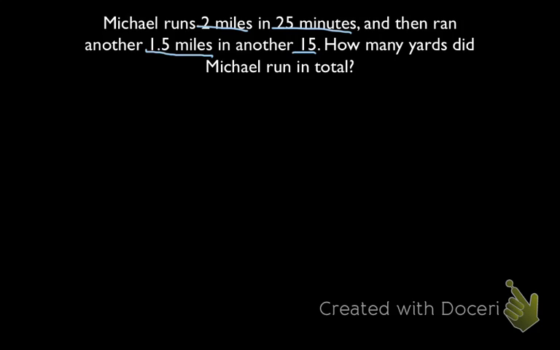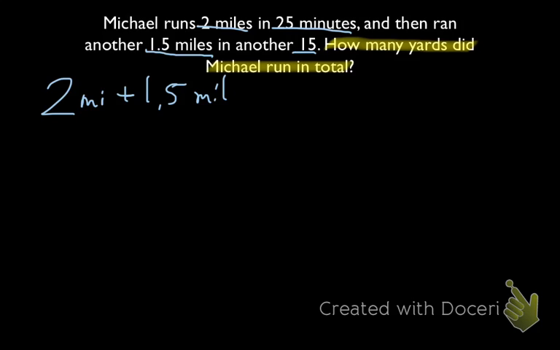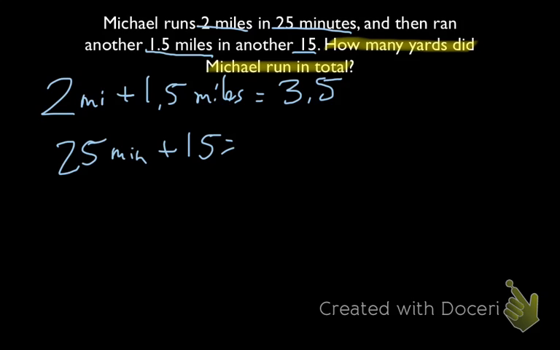To figure out how much we have total, and to figure out what question we ask, that's the last question, right? How many yards did Michael run in total? So we see we have 2 miles, and he wants to see how many yards he ran in total. We've got to sum up how many miles we have first. That's 2 plus 1.5 miles, which gives us 3.5 miles. We also see there's 25 minutes and 15 minutes, which is 40.